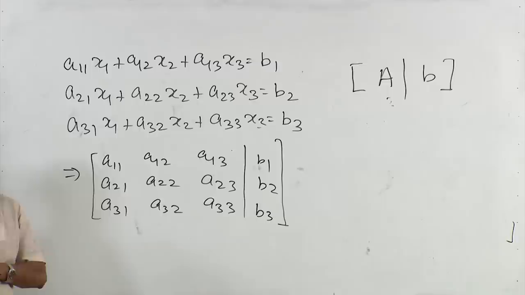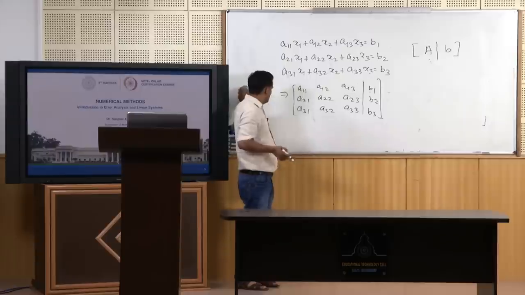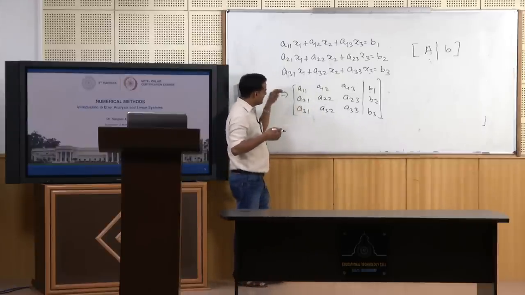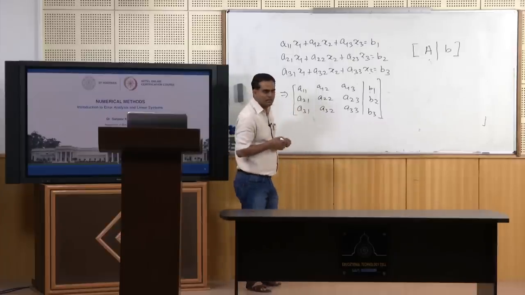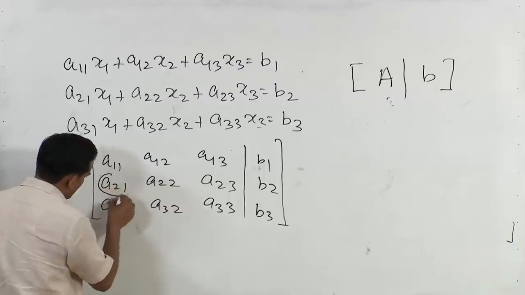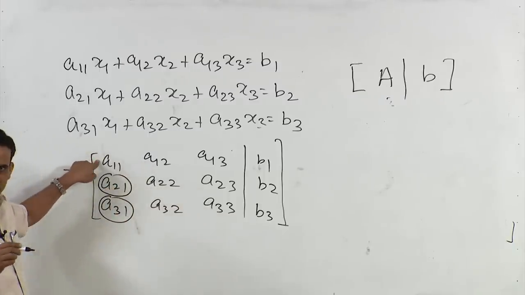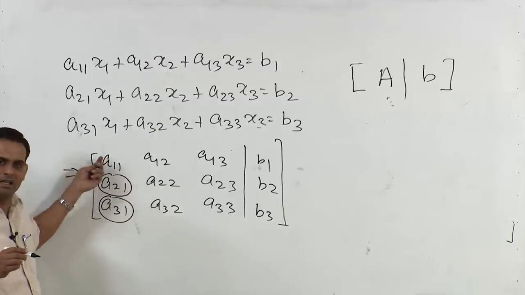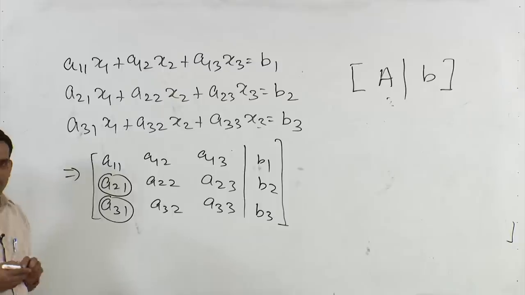Now what I will do, I will perform elementary row operations on this matrix to convert it into row echelon form. So first of all, to convert it into row echelon form, which is basically I want to make it an upper triangular matrix, something like this. So first of all, I will make this and this particular element 0 with the help of this element. If this element is 0, I will interchange it with some other row where the element in the first column is non-zero.